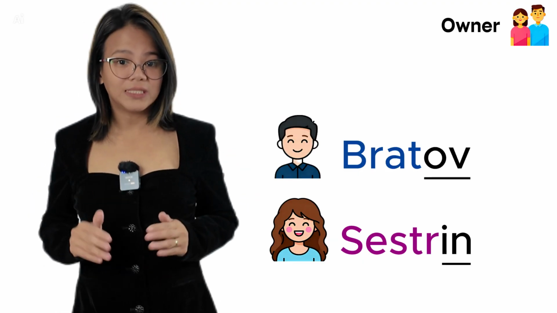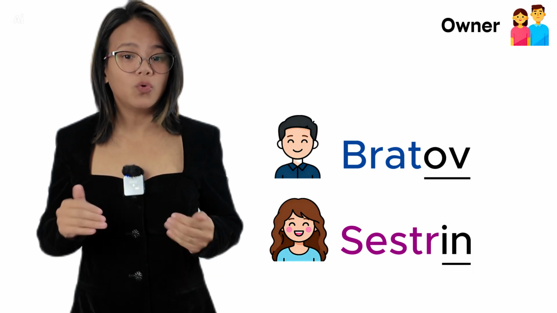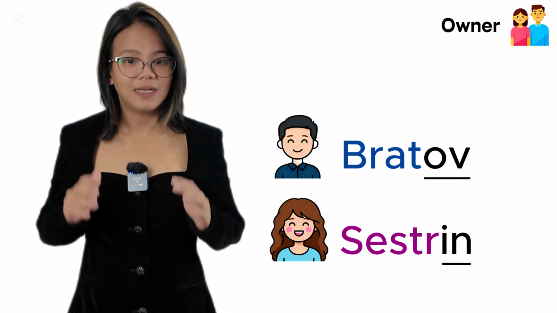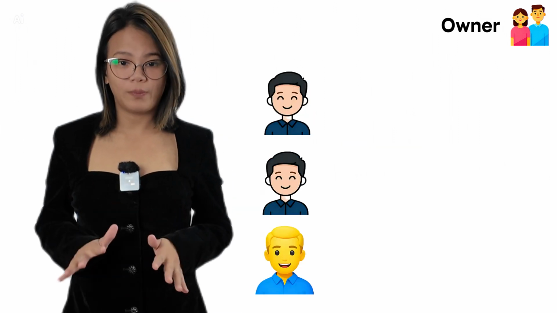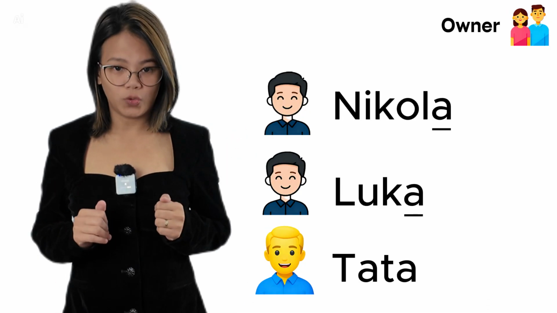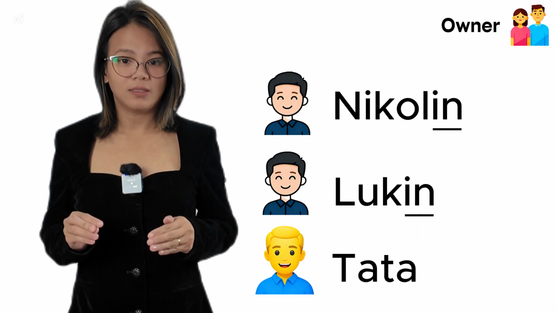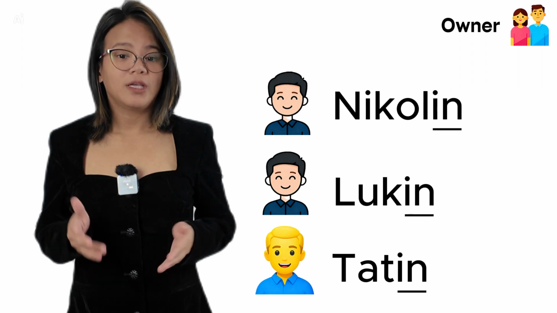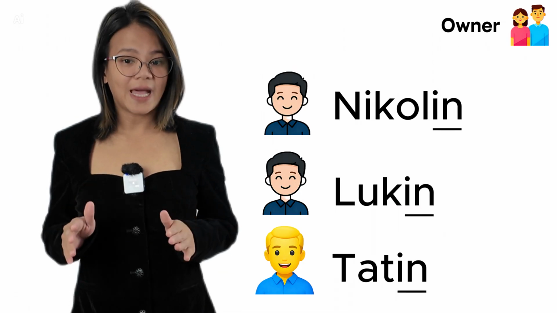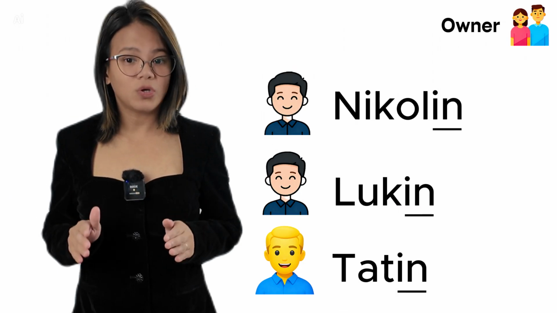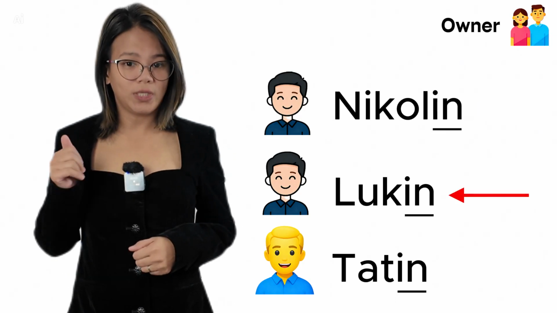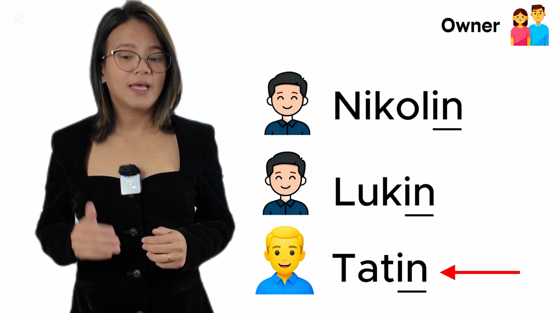Now, this suffix is only about the owner. It tells us who owns the thing. It has nothing to do with what is being possessed. That comes in the next step. There's one special rule to remember. Masculine names that end in A, like Nicola or Luca, also use in. Same with Tata, which means dad. Even though they are masculine, they take the in suffix. The A at the end changes to in. So, Nicola becomes Nicolin, Luca becomes Lukin, and Tata becomes Tatin.